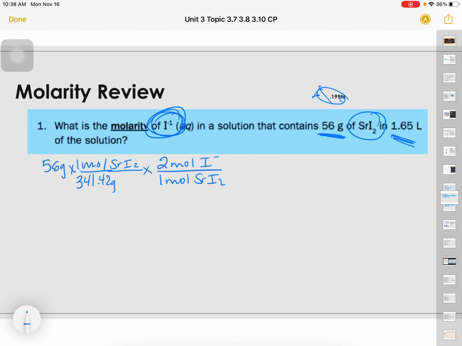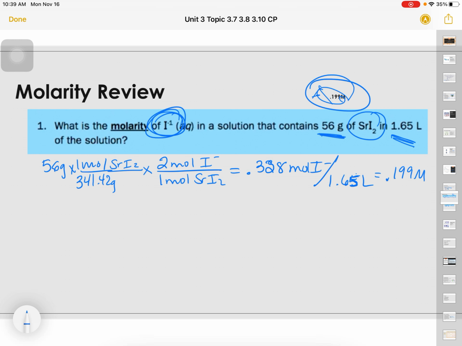So once we do that step of 56 divided by 341.42 times 2, that gives us 0.328 moles of iodide ions divided by 1.65 liters, and that gives us 0.199 molar, which is the answer that I have here.